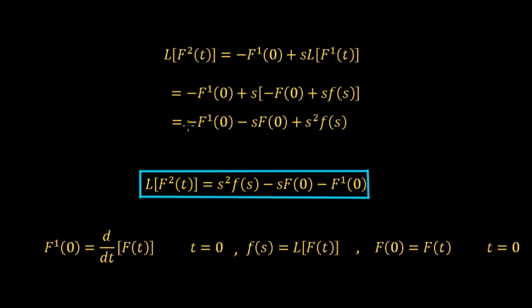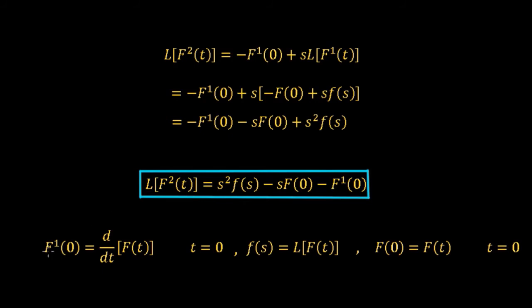So multiplying that out we get minus f derivative of 0 minus s f of 0 plus s squared F of s. So finally we'll write that out with the highest order terms first. So the Laplace transform of the second derivative of f is equal to s squared F of s minus s f of 0 minus f derivative of 0. Now it doesn't matter too much if you find it difficult following where that derivation came from. All that matters is that you're able to use this and the other simple Laplace transform pairs, which we'll be deriving over the next couple of slides.